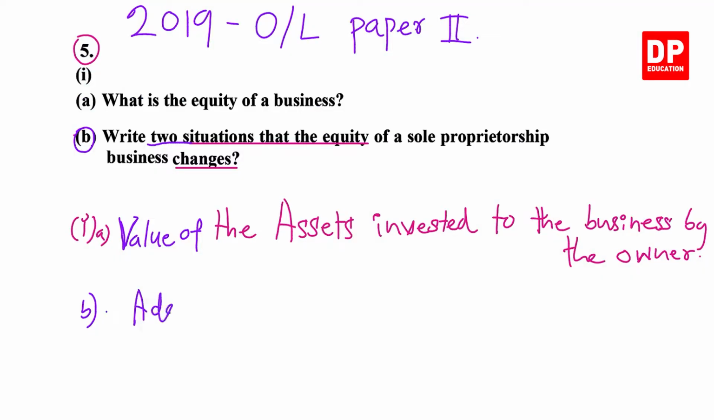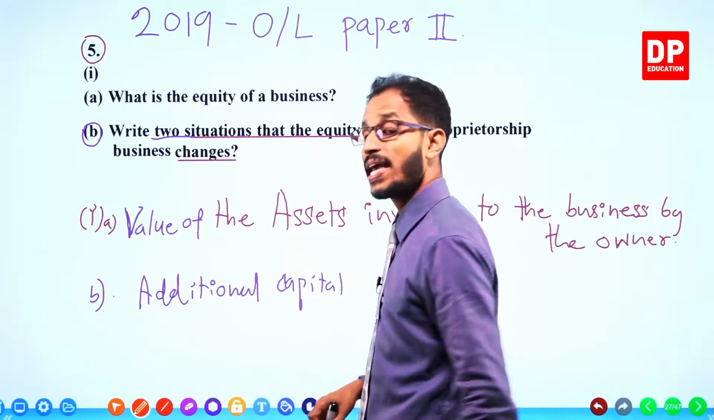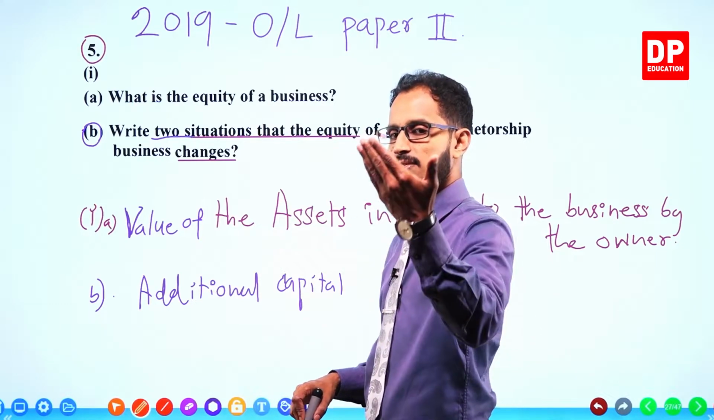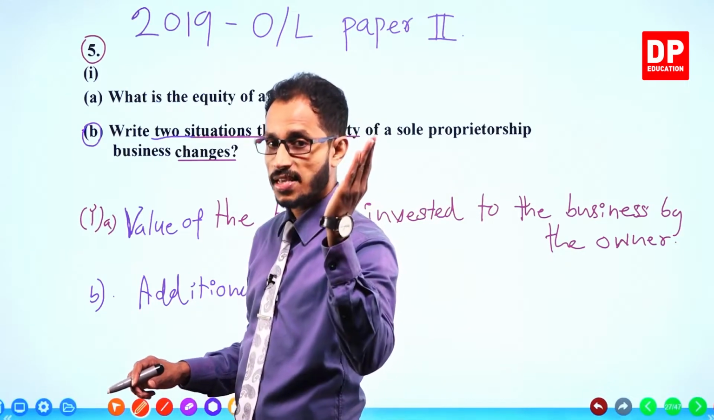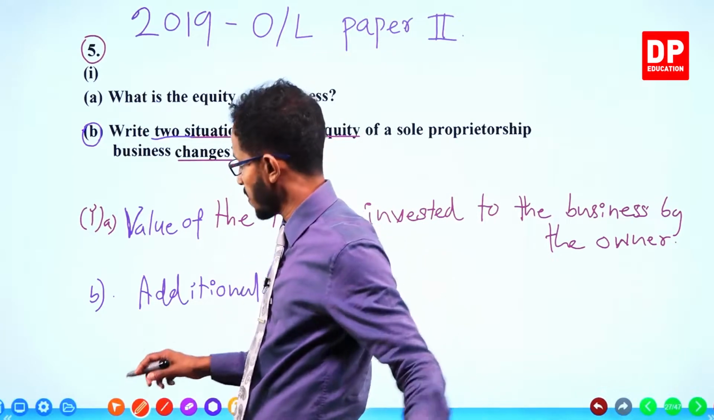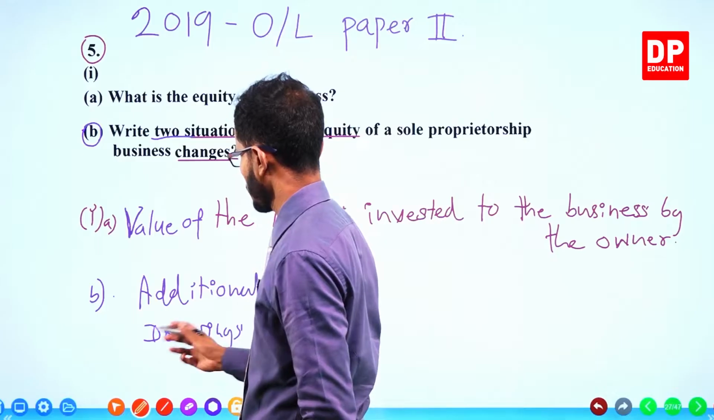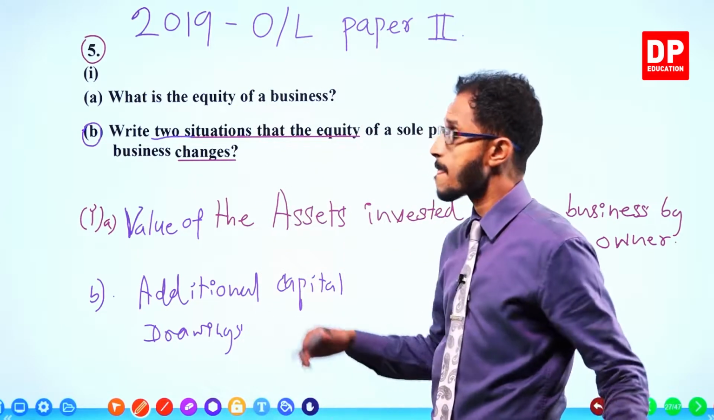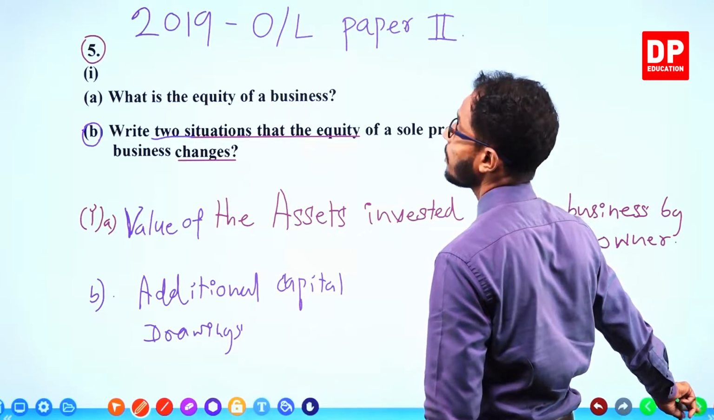Additional capital increases equity. And we'll write one more that decreases equity. Drawings decreases equity. Done. Moving on to the next part.